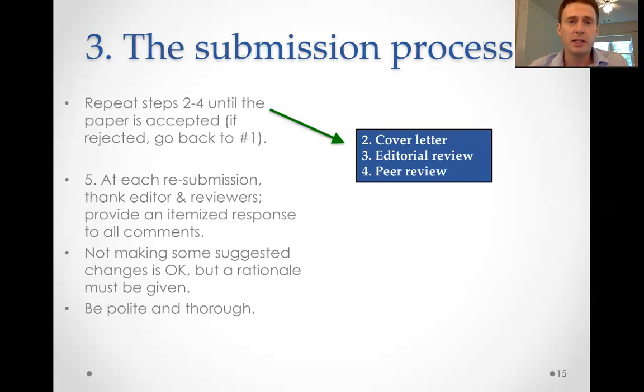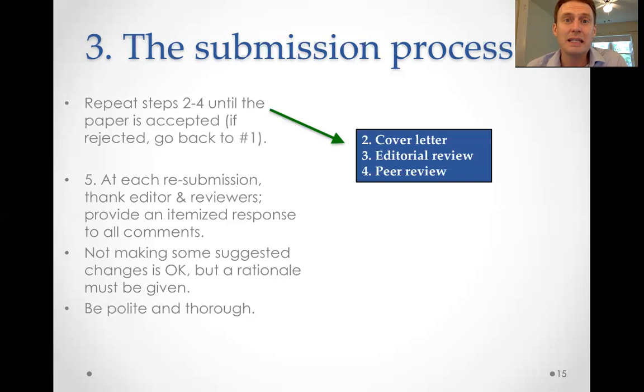If you don't make some changes, that's okay. You might disagree. You might have a really good reason for not making one of the changes that's being suggested, but you have to explain it. You have to justify the reason. You have to explain the reason for not making that change that they suggested. And always be polite and thorough and treat that like something that's going to be reviewed very closely, because it is. This is a really important step to, 1, show that you care and you appreciate the comments, 2, to improve your paper, and 3, to make sure that they know that you paid attention to their suggestions.